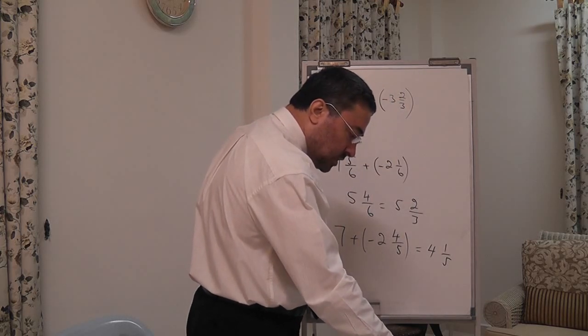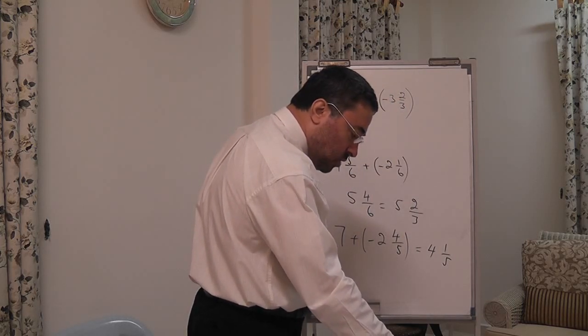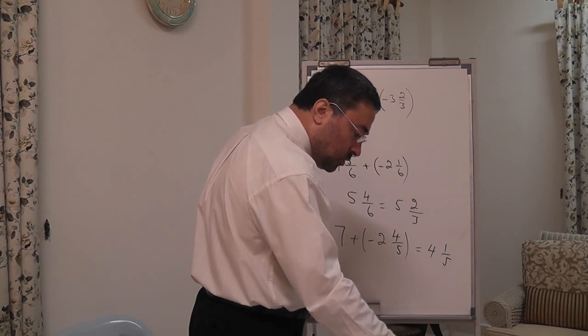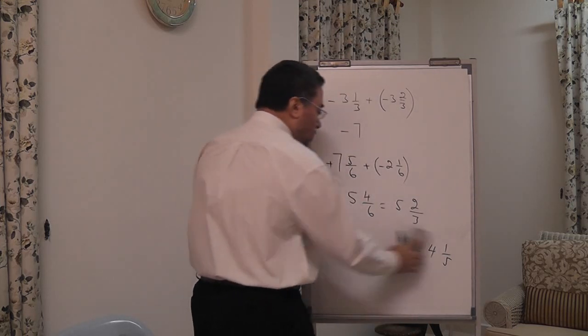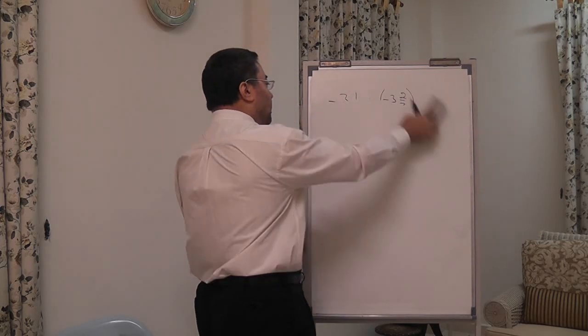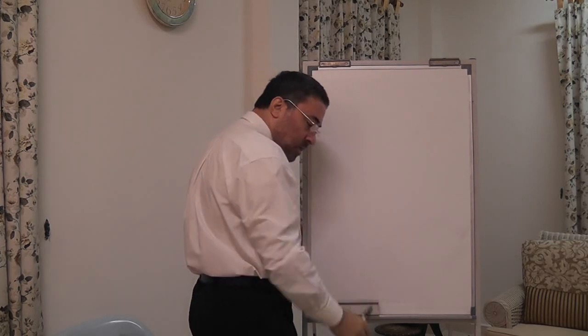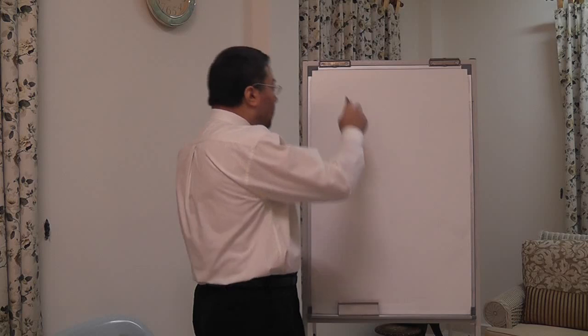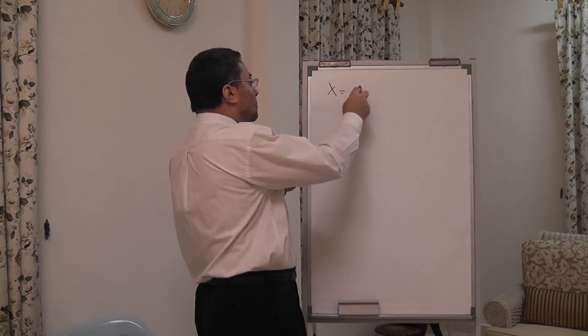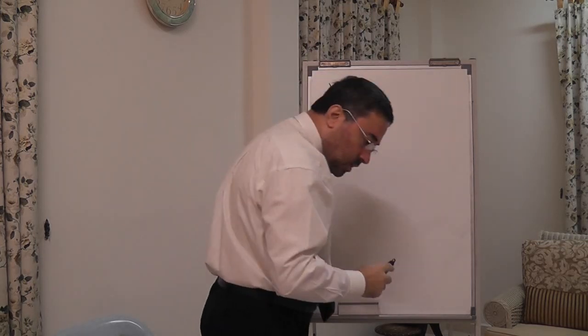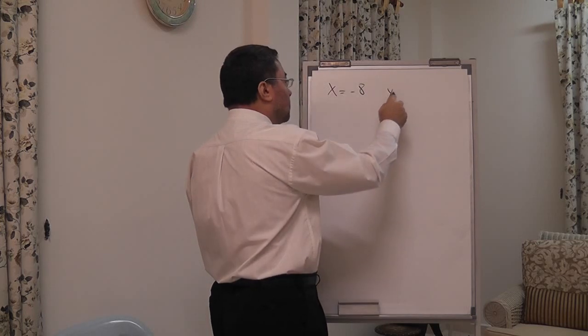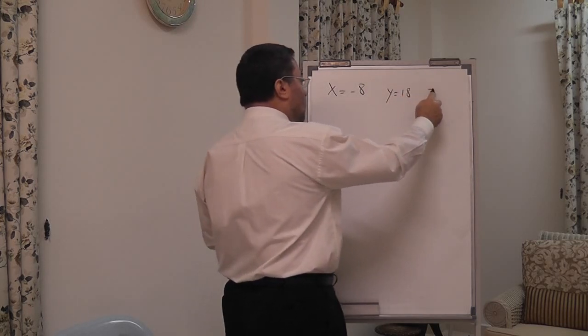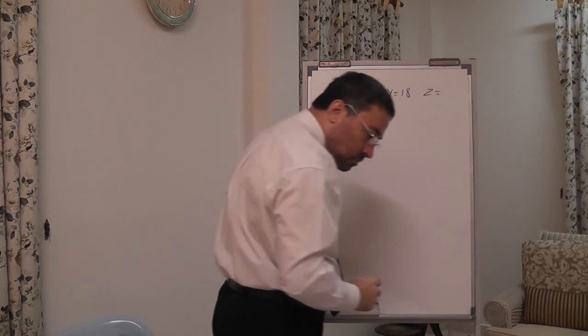Evaluate for x equals minus 8, y equals 18, and z equals minus 13. So we are going to do a few of these exercises, evaluation. So x equals minus 8, y equals 18, and z equals minus 13.